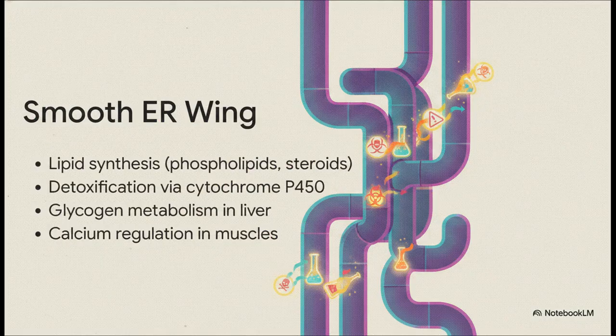But wait a second. What about the smooth ER? While the rough ER is busy handling proteins, the smooth ER is more like a highly specialized wing of the factory. It lacks ribosomes, which is why we call it smooth, and it's entirely dedicated to lipid synthesis, glycogen metabolism, and crucially, detoxification via cytochrome P450 enzymes. Pro tip: if a question ever asks about drug detoxification in liver cells, the smooth ER is your immediate answer.